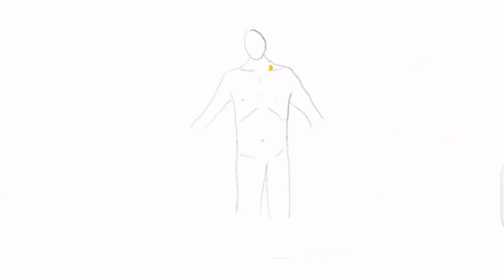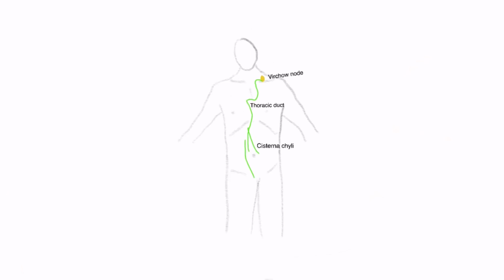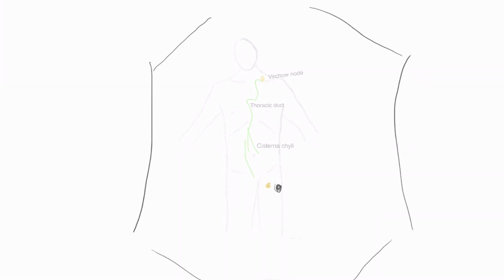Virchow node is left supraclavicular lymph node present at junction of IJV and subclavian. It receives lymph from thoracic duct. Hence malignant cells from testicular, GI malignancies can reach Virchow node through cisterna chyli and thoracic duct.